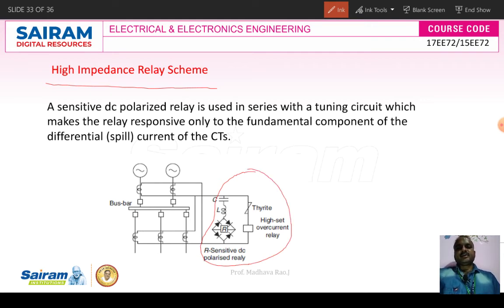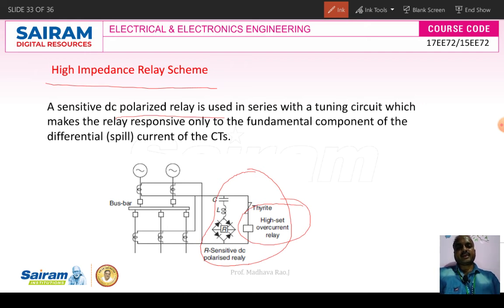A sensitive DC polarized relay is used in series with a tuning circuit, which makes the relay responsive only to the fundamental component of the differential current of the CT. So here we are connecting the high impedance relay in series. Here you can see the I set overcurrent relay. The high impedance relay we can also call the I set overcurrent relay. Okay, so it is connected in series.